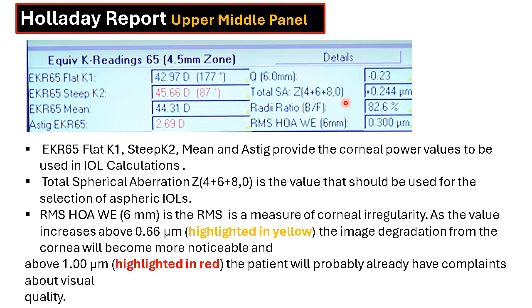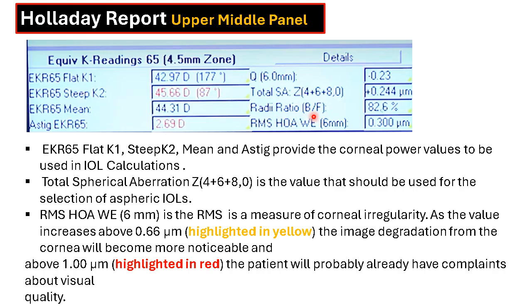And of course, when we neutralize the spherical aberrations, we will improve the quality of vision of the patient, improve the contrast sensitivity, and you will find patient satisfaction. For example, this patient has plus 0.24 spherical aberrations. So it is better to use negative aspheric lenses that neutralize this power, make it 0, or keep it on the negative side.